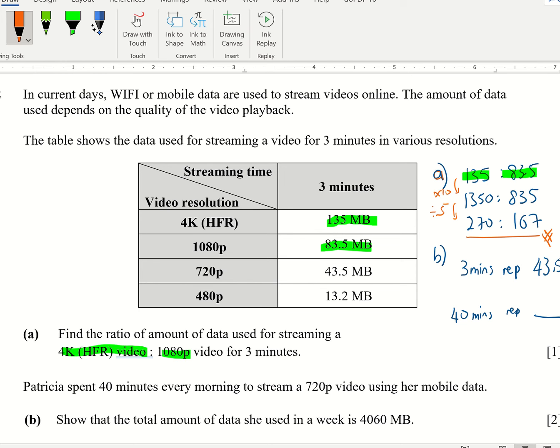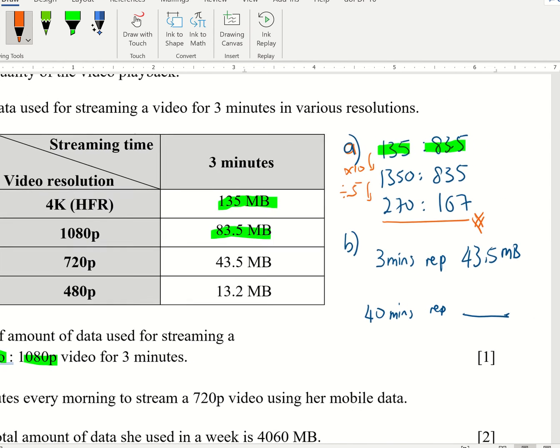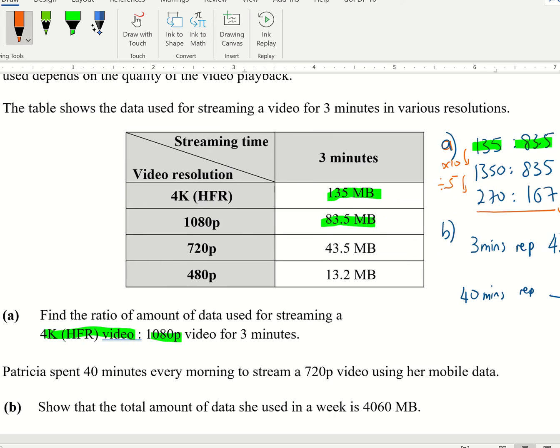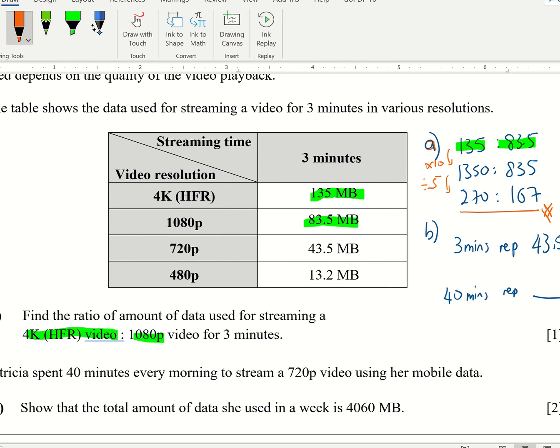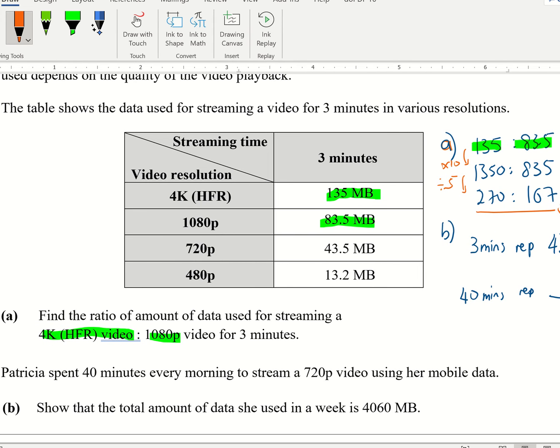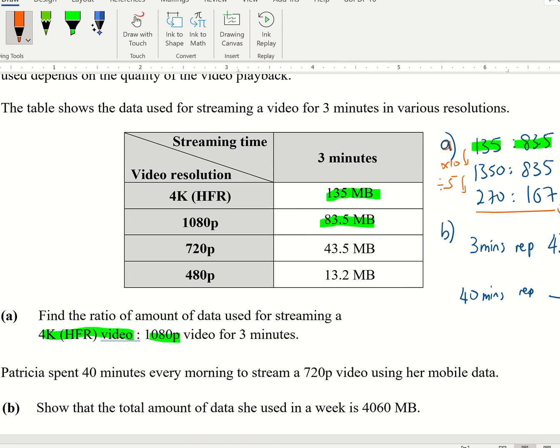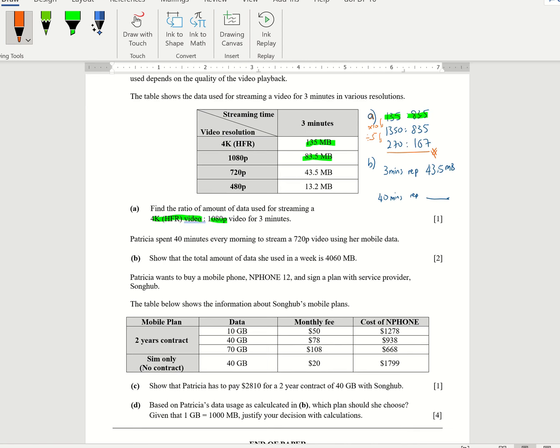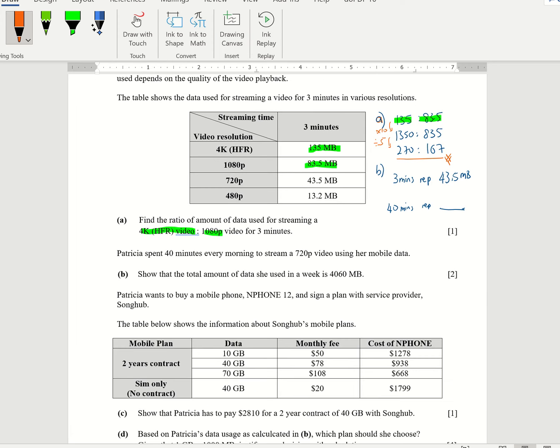Alright. Now let's move on. Now say for example, I have... so next it says that... make it smaller. Okay, next we take a look. It says that he spent 40 minutes on a 720 video, right?